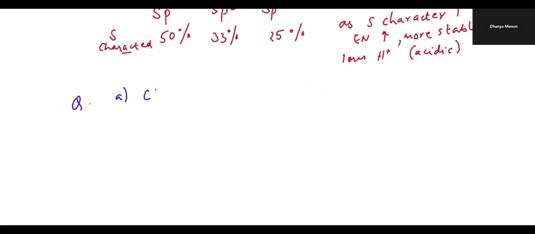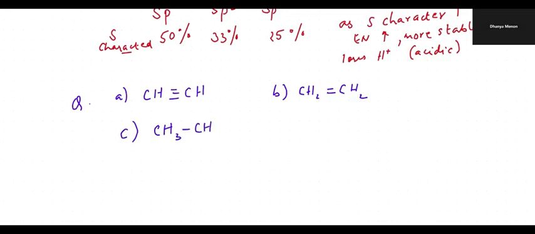A is CH triple bond CH, B is CH2 double bond CH2. C is CH3, CH3, ethane. Second one is ethene. First one is acetylene, sorry, ethyne. First one is ethyne. Second one is ethene. Third one is ethane. Okay. And D is benzene.